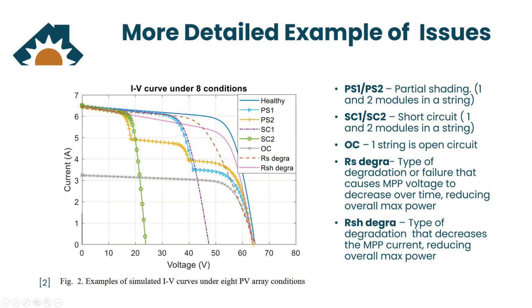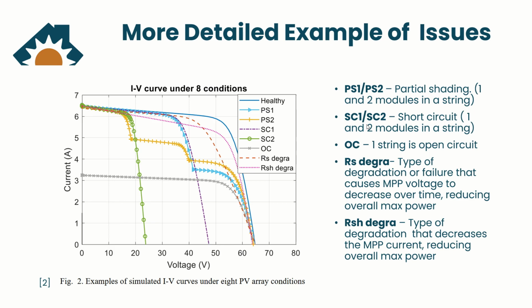Next is short circuit on 1 and 2 modules in the same string. And so we have SC1, SC2. You can see this purple curve and this green curve. So if you have a short circuit on 1 module, that's going to reduce your voltage, right? So you're cutting out that potential for that module to contribute its voltage. And on 2, that voltage decreases even more.